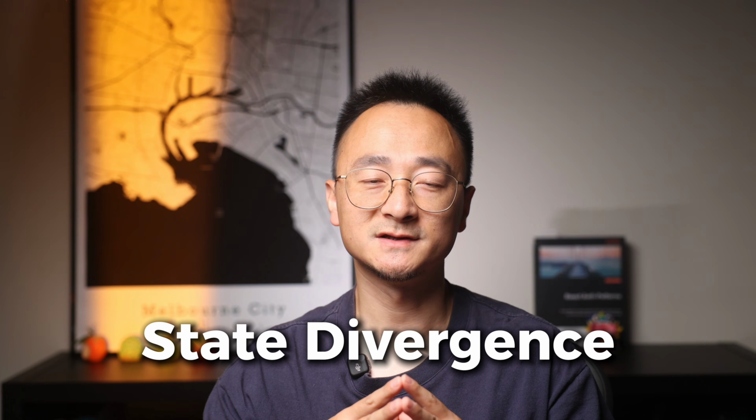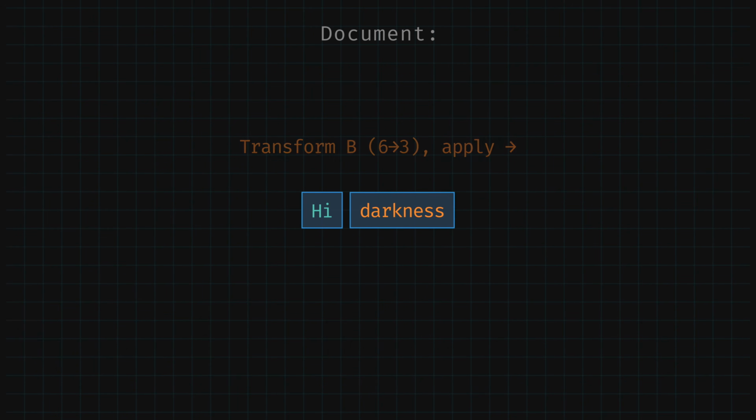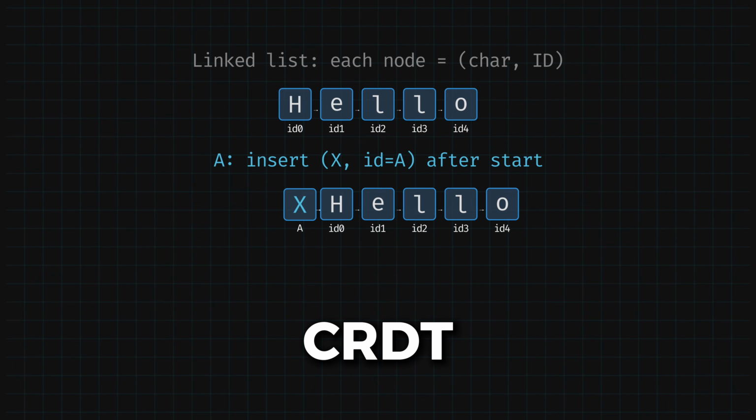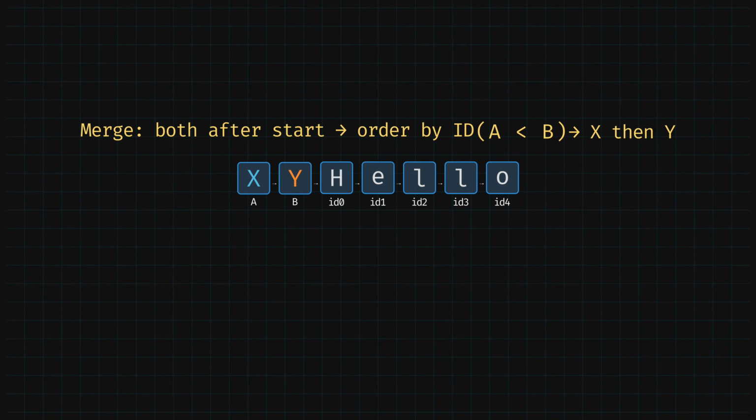We will start with the problem of state divergence. Then we will look at operational transformation, often used in systems like Google Docs. And finally, we will look at CRDTs, a different approach that powers many modern real-time collaborative tools. By the end, you will understand the evolution from OT, or operational transformation, to CRDT and the trade-offs behind each design. Let's begin with the conflict itself.